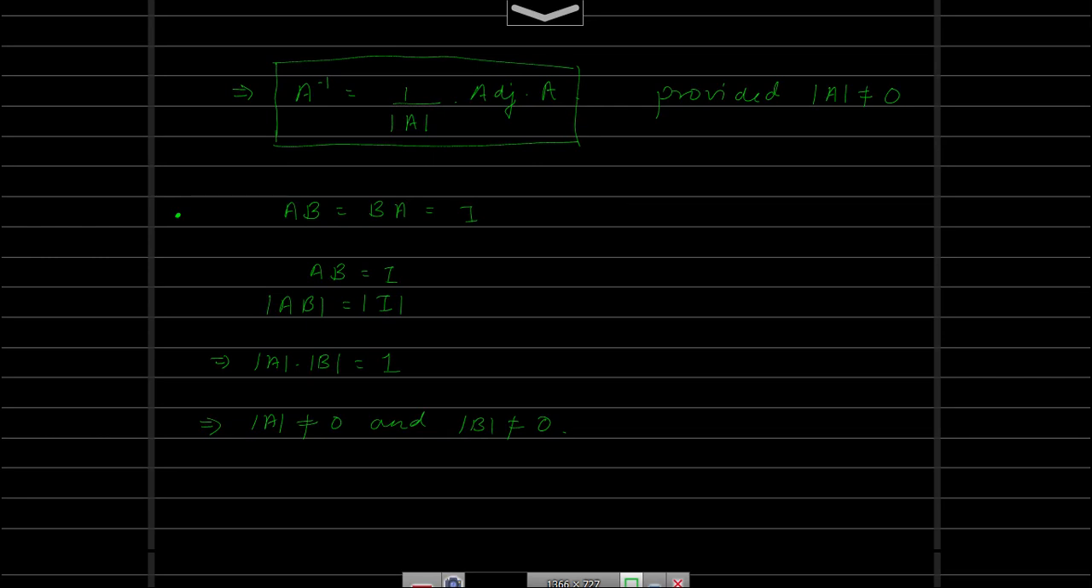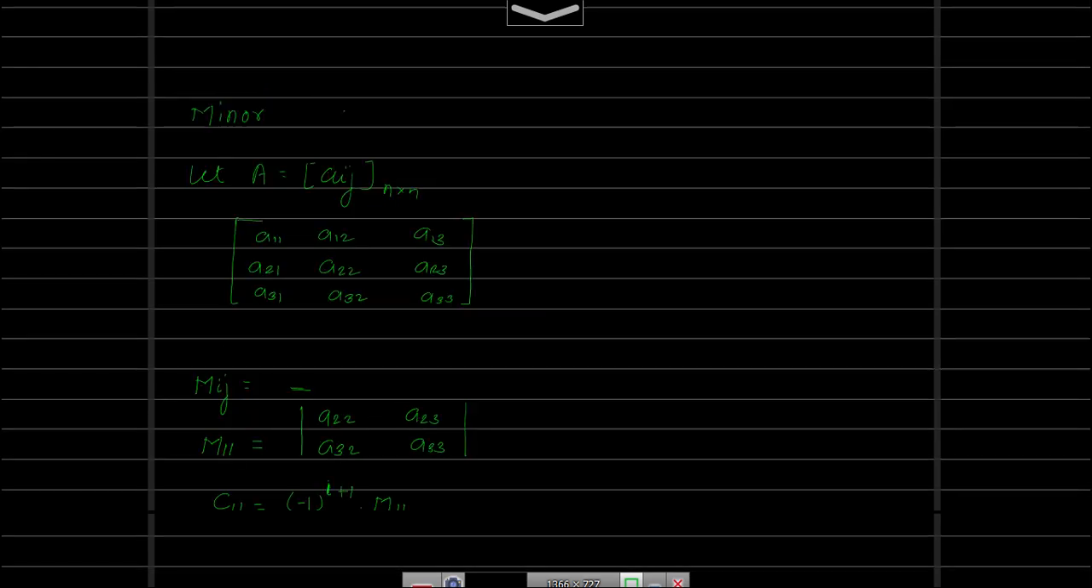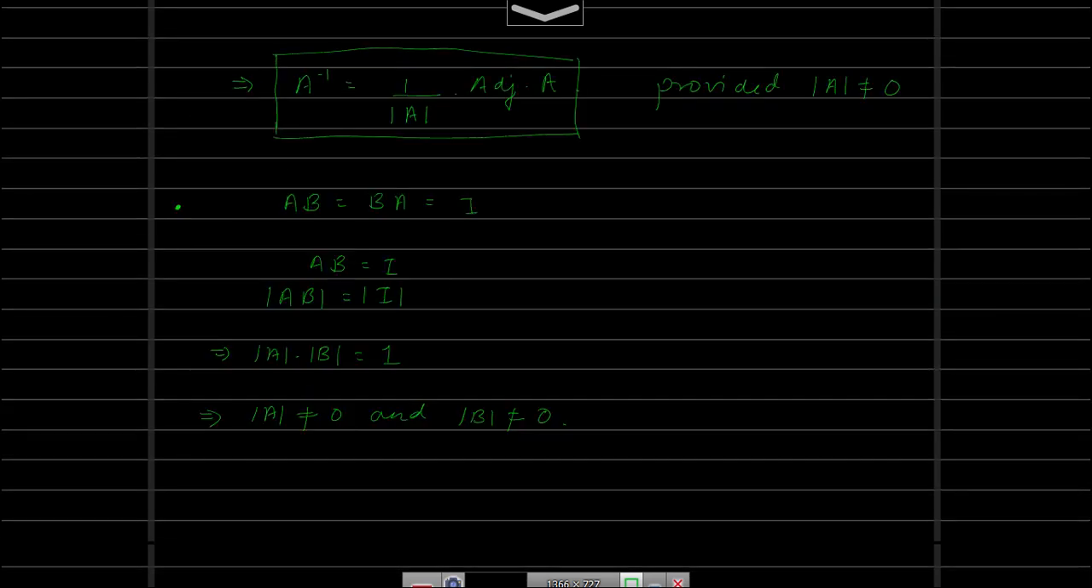We found that the inverse of a matrix is given by 1 upon determinant of A into adjoint of A. This formula makes sense only if determinant of A is not equal to 0, that is, A is called a non-singular matrix. For this inverse, we need to find the determinant of the matrix A and the adjoint of A.